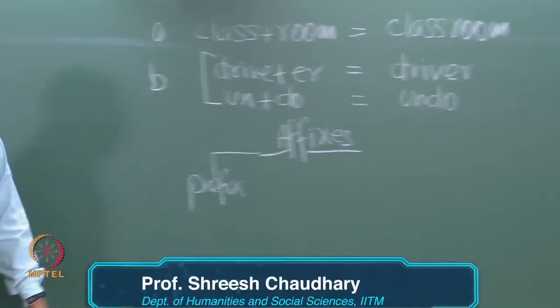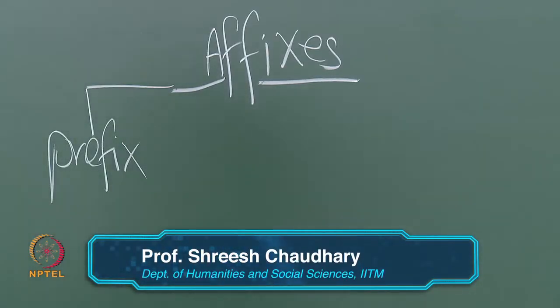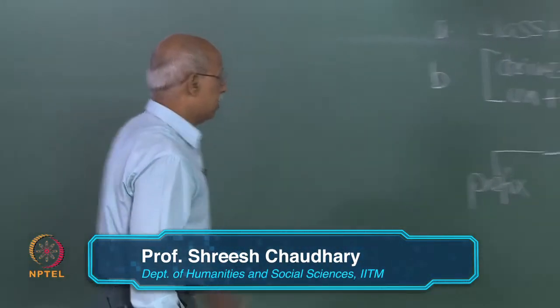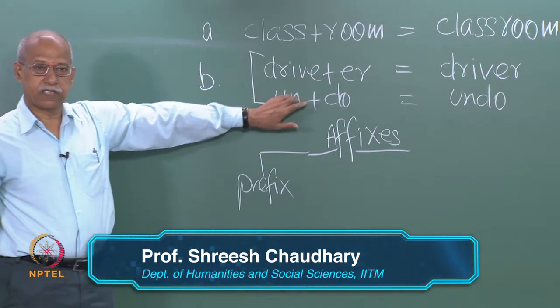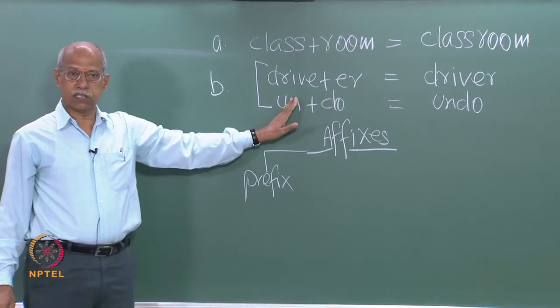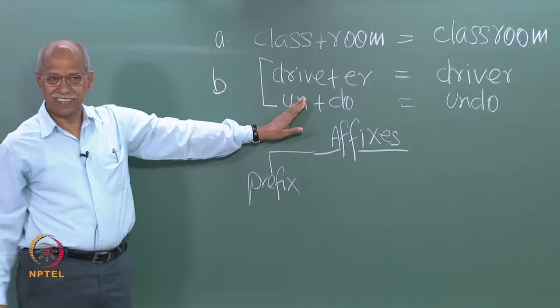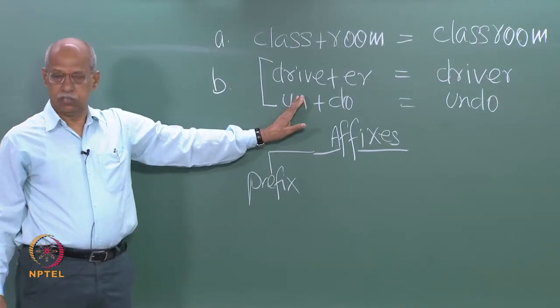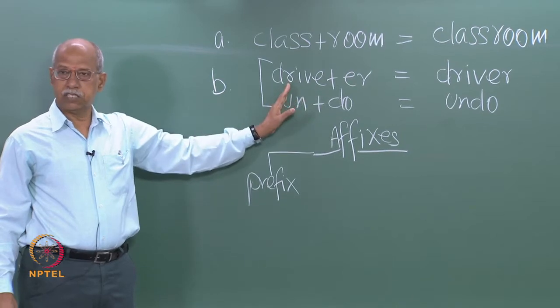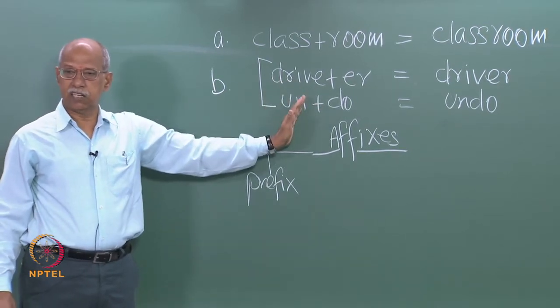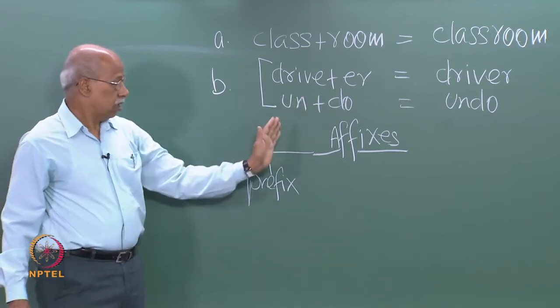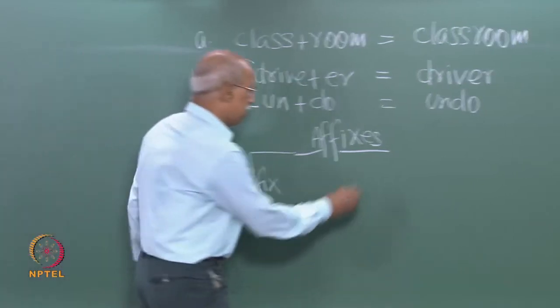Can you give me an example of prefix from English? Say, for example, in this case, un is a prefix for do. Can you give me another example of a prefix? Yes, please. Redo. Yeah, redo, undo, misdeed. These are all prefixes. Legal, illegal, okay? Similarly, we can have suffix.